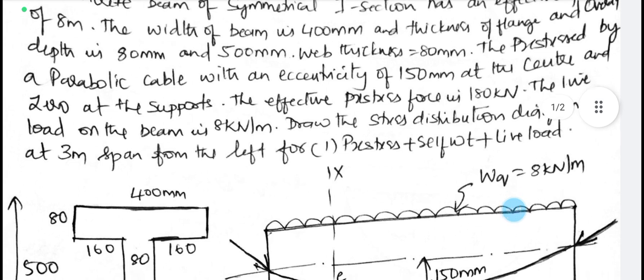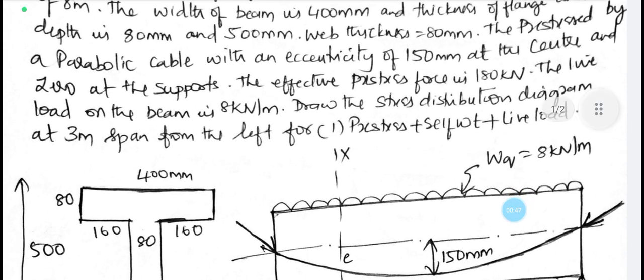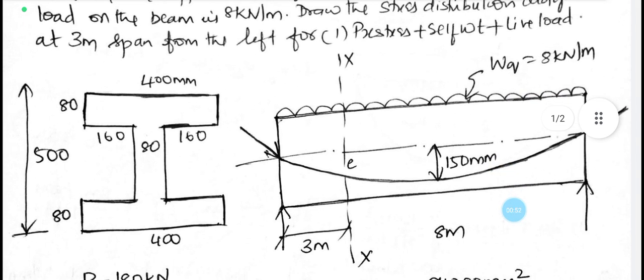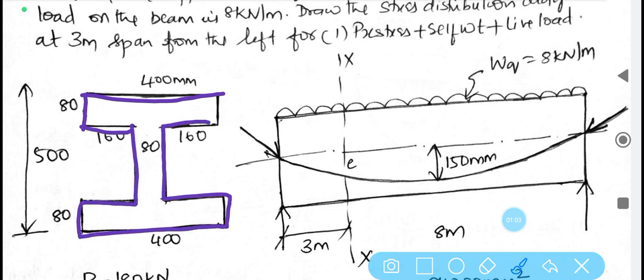The dimension is given, the width of the beam is 400 mm and thickness of the flange is 80 mm and the overall depth is 500 mm. Accordingly, the sketch needs to be drawn carefully. It is a symmetrical I section, equal flanges. Width of the flange is 400 mm, thickness 80 mm, overall depth is 500 mm, and thickness of the web is 80 mm. And the longitudinal section has to be drawn clearly.